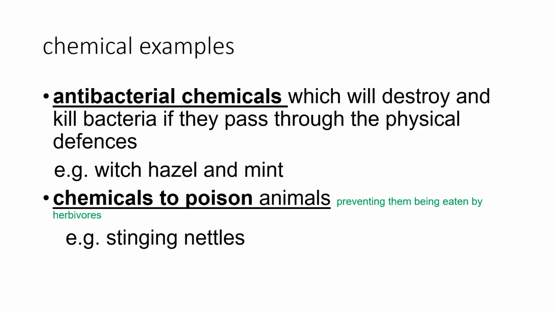Secondly, you can have chemicals that actually poison the animals and prevent them from being eaten by herbivores. And herbivores eat plant material. An example of a plant or a species that will release chemicals to poison are stinging nettles.